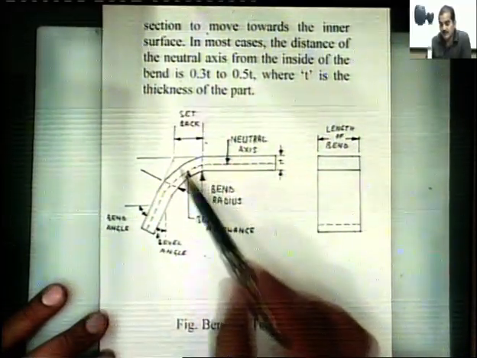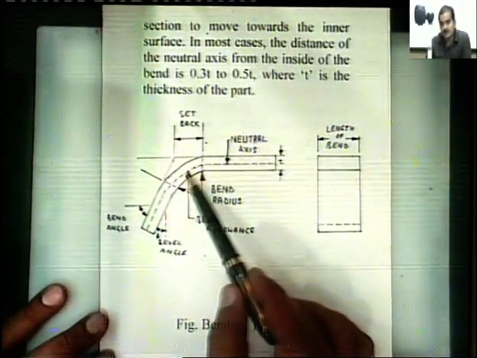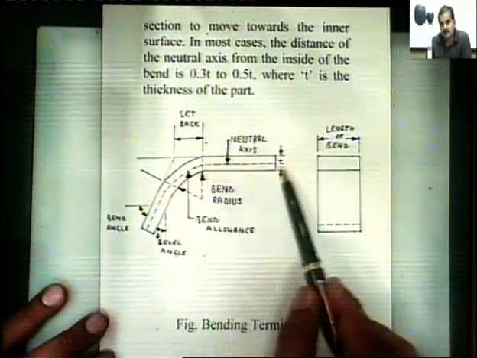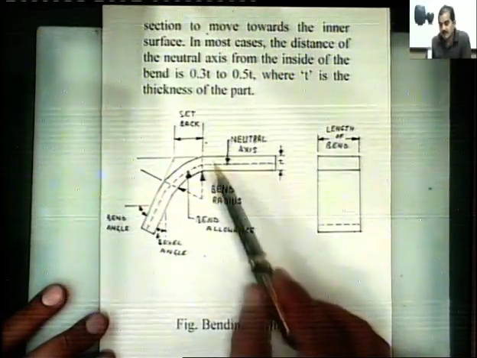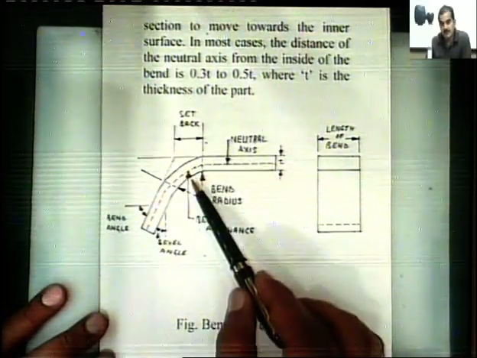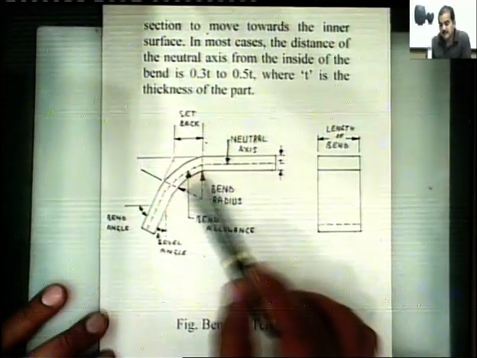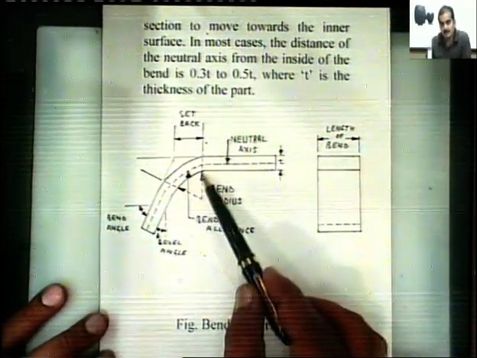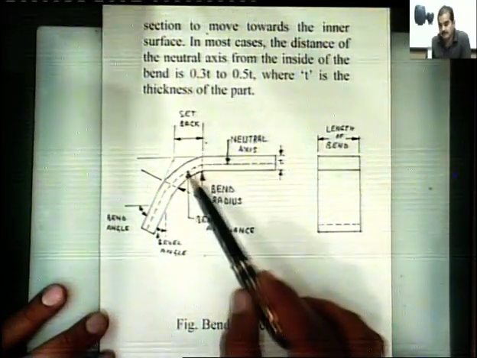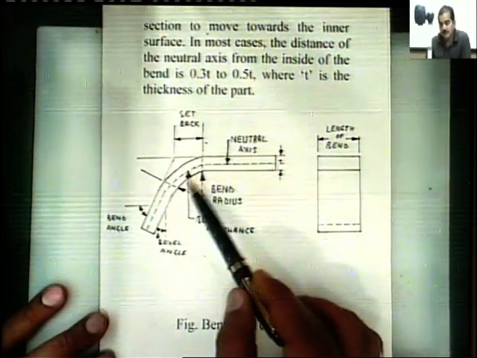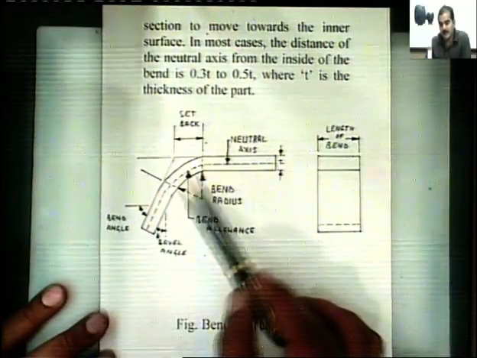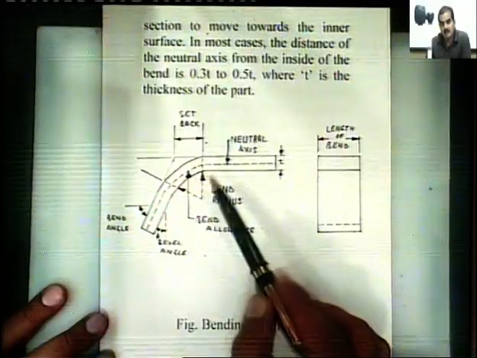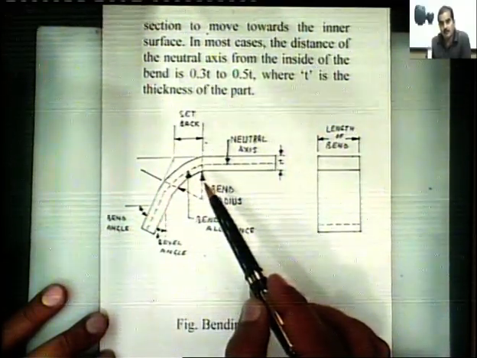Due to this tension and compression, the neutral axis, which is generally in the center of the thickness, moves toward the inner side of the bend, and the distance of this neutral axis from the inner side of the bend is generally 0.3 t to 0.5 t.